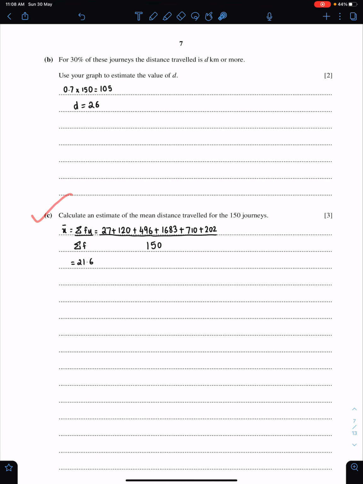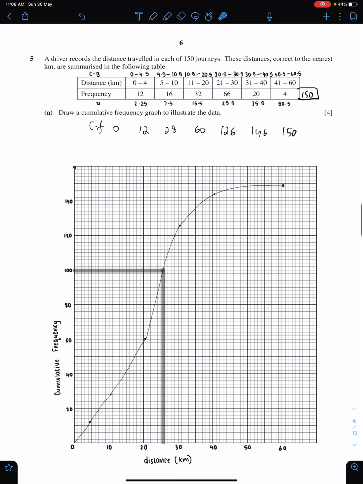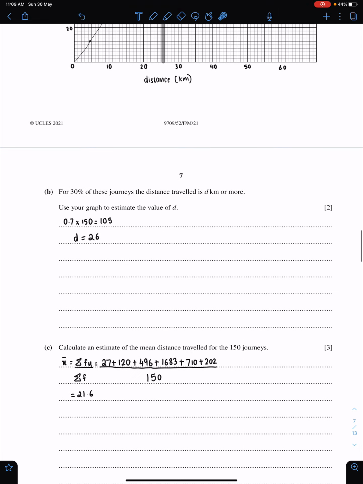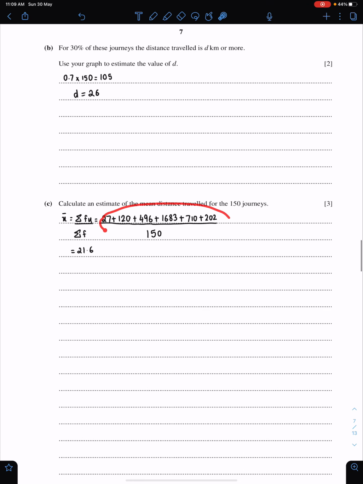Part C. Calculate an estimate of the mean. This is the formula of mean. You can easily get the mean by taking the sum of the product of these things: 12 times this, 16 times 7.5, 32 times 15.5, and so on, divided by the total frequency, which is 150. This is the answer for the mean.